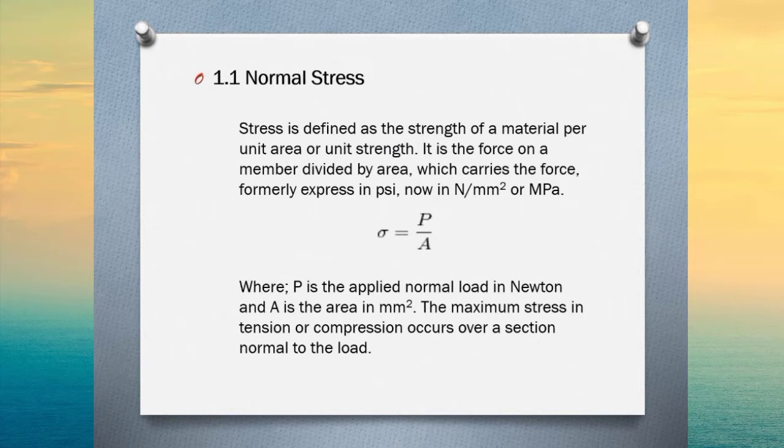So we have here our formula. Sigma is equal to P over A, wherein the sigma is the normal stress, and P is the applied normal load in Newton, and A is area in mm square. The maximum stress in tension or compression occurs over a section normal to the load.